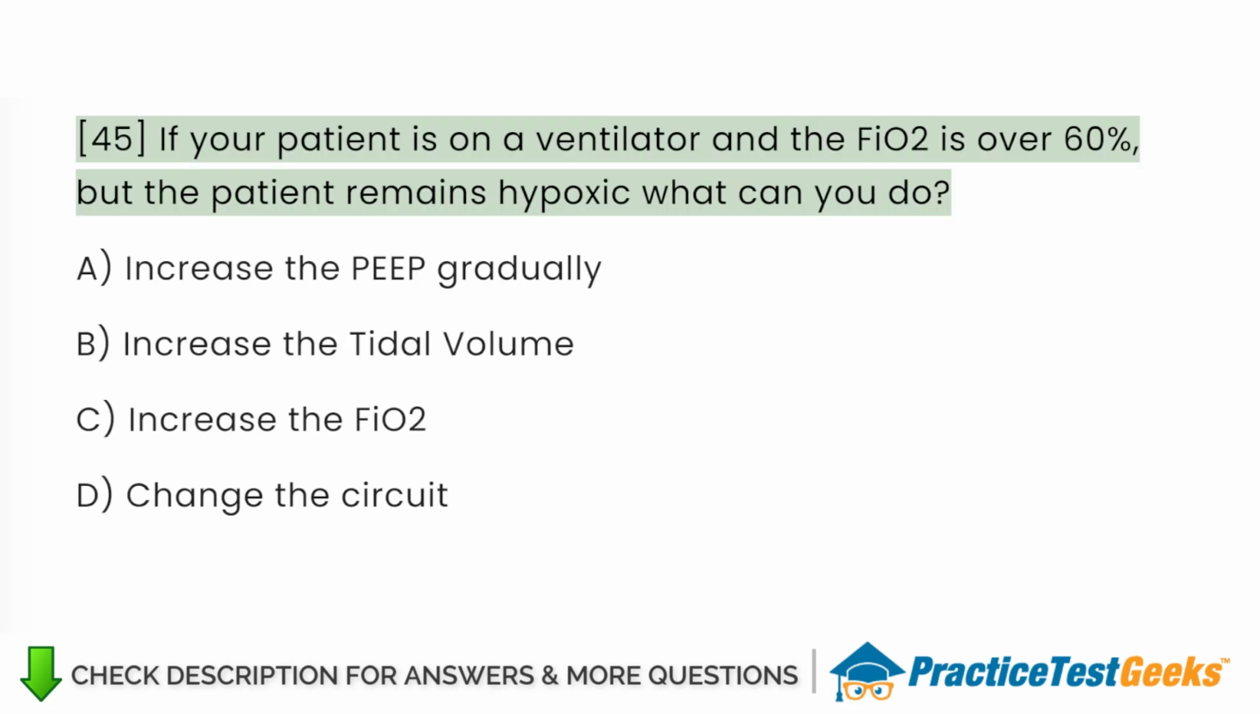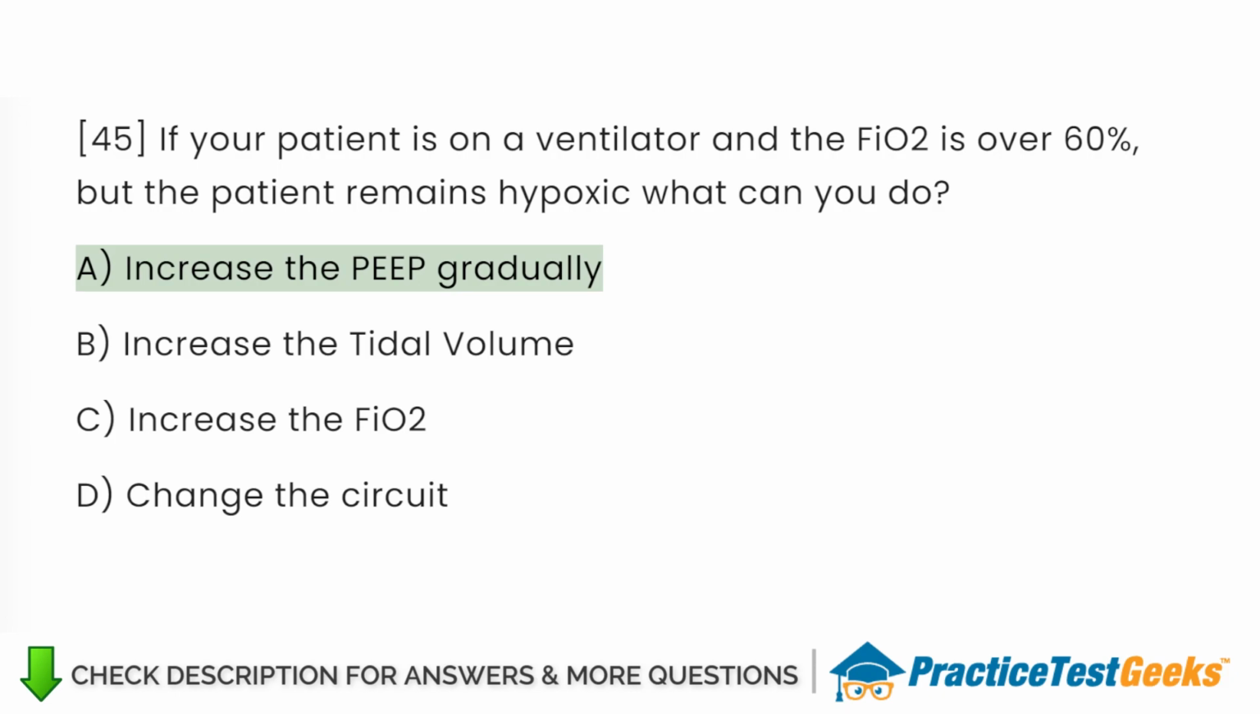If your patient is on a ventilator and the FiO2 is over 60%, but the patient remains hypoxic, what can you do? A. Increase the PEEP gradually. B. Increase the tidal volume. C. Increase the FiO2. D. Change the circuit.